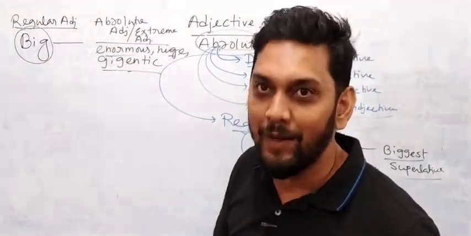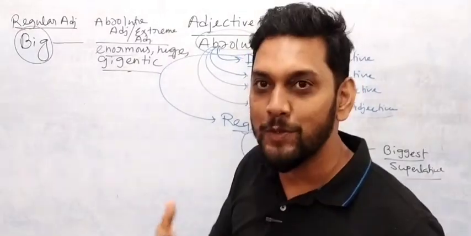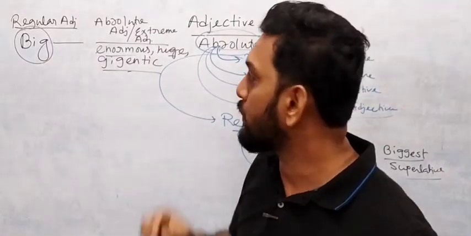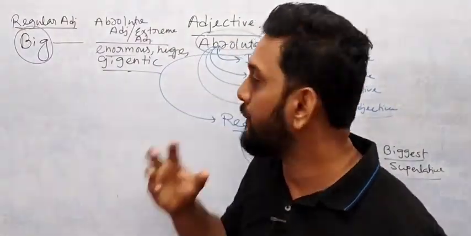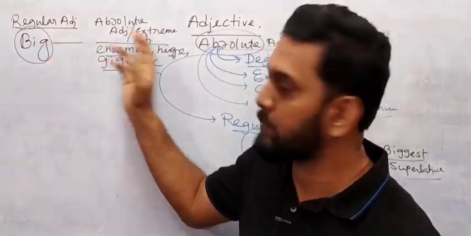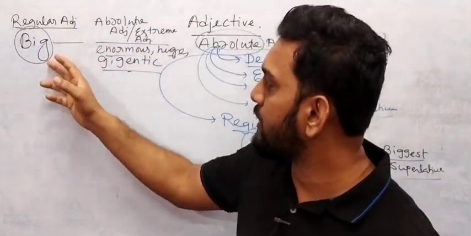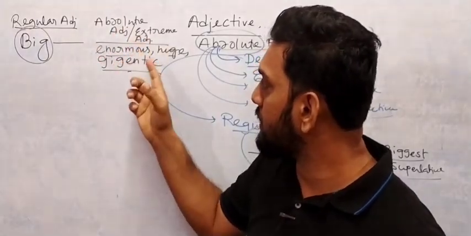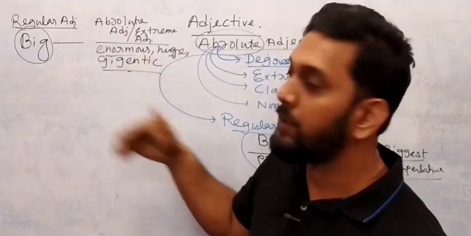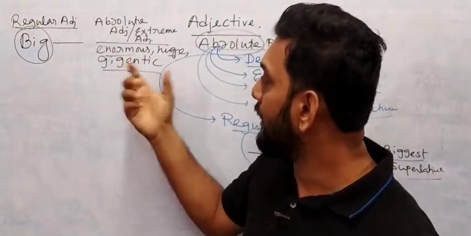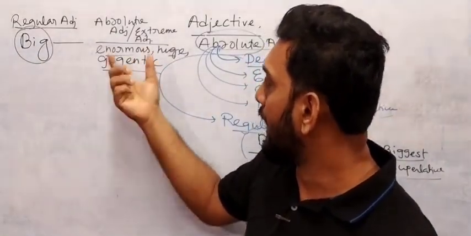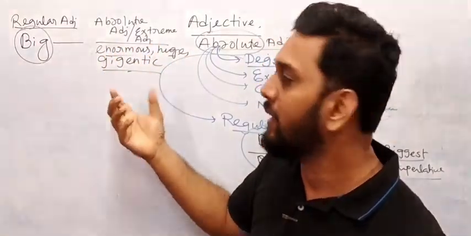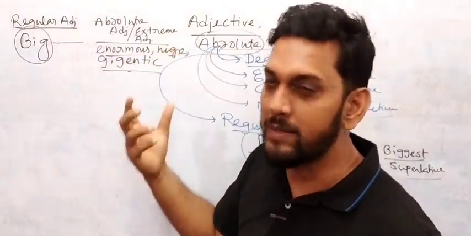But the word big has comparative and superlative form. So most of the time you are confused about what kind of adjective they are. Today your confusion will be cleared when you understand the difference between regular adjective and absolute adjective. Regular adjectives are the adjectives which have the comparative and superlative form. But absolute, extreme or degreeless adjectives don't have any comparative and superlative form. It means enormous is equal to huge or gigantic. All the meanings are similar. So enormous, gigantic or huge means the biggest.